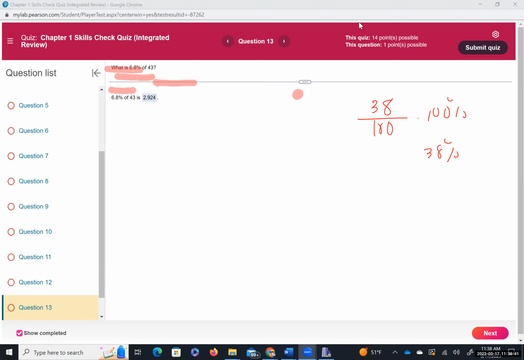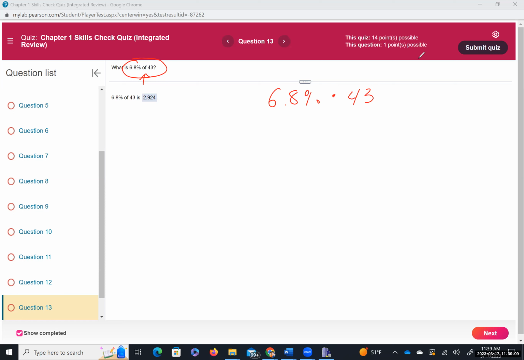So for the next one, what is 6.8% of 43? Okay, watch out for this one. The "of" stands for multiplication, right? So you actually multiply 6.8% by 43.